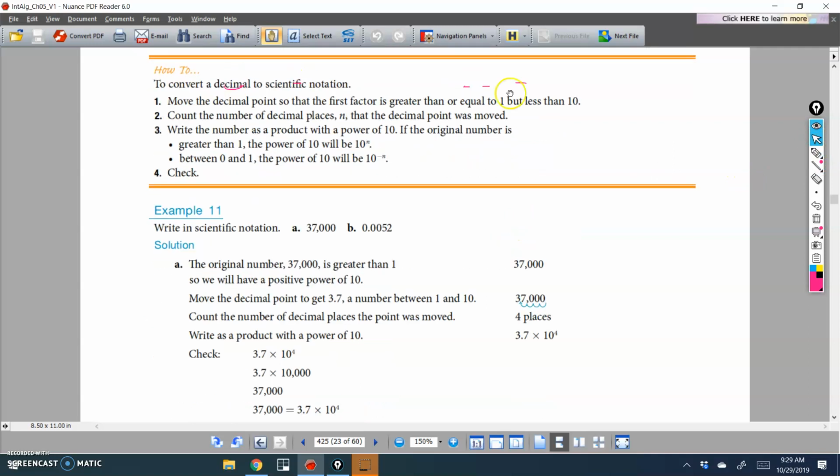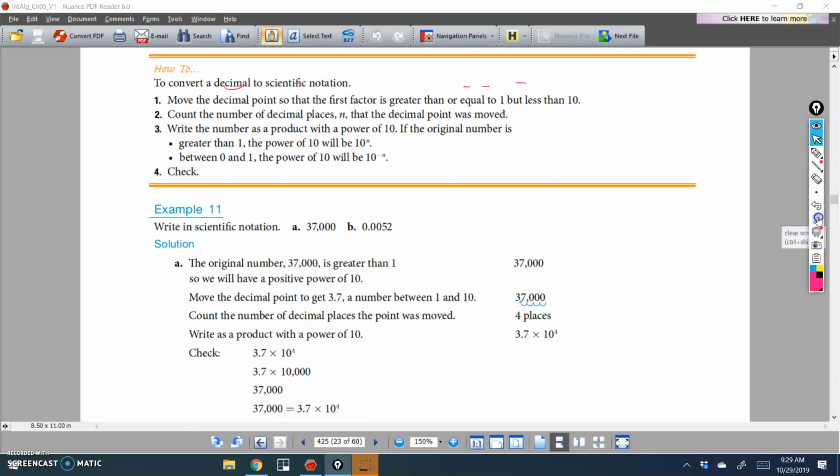So here's the how-to. Move the decimal point so that the first factor is greater than or equal to 1 but less than 10. So choose your number between 1 and 10. Count the number of decimal spaces that the decimal point was moved. So it's either going to move to the left or to the right. Write the number as a product with the power of 10. If the original number is greater than 1, the power of 10 will be 10 to the n. Between 0 and 1, the power will be 10 to the negative n, and check.